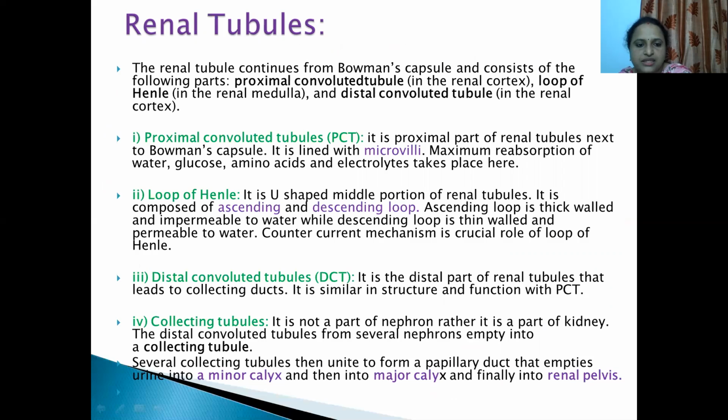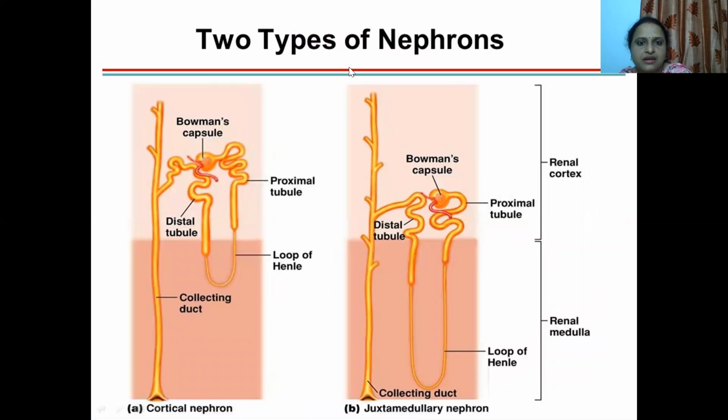Before going to the next session, we have two types of nephrons in our body. One is called the cortical nephron, the other is called the juxtamedullary nephron. Cortical nephron means the major portion of the nephron is seen in the cortex region, so we call it a cortical nephron, whereas when a major portion, that is the loop of Henle, is completely present in the medullary region, then we call it a medullary nephron.